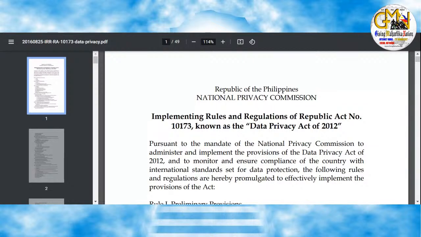Republic of the Philippines National Privacy Commission. Implementing rules and regulation of Republic Act number 10173 known as the Data Privacy Act of 2012. Pursuant to the mandate of the National Privacy Commission to administer and implement the provisions of the Data Privacy Act of 2012 and to monitor and ensure compliance of the country with the international standards set for data protection, the following rules and regulations are hereby promulgated to effectively implement the provisions of the Act.